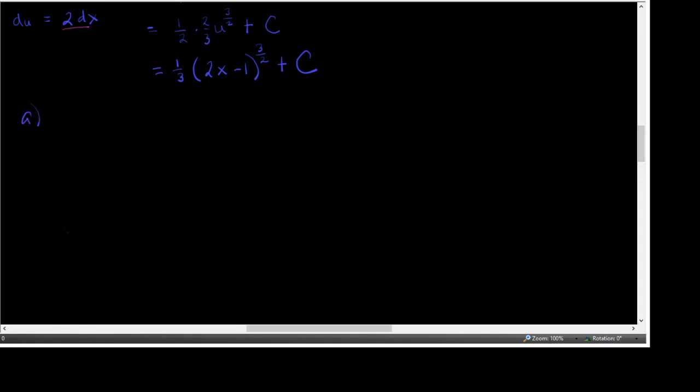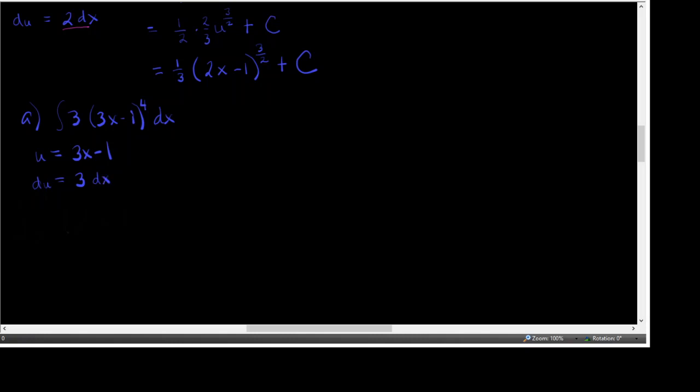This is example A. We're integrating 3 times 3x minus 1 to the 4th dx. So u, the inside function, is 3x minus 1. du is the derivative of 3x minus 1, which is 3, multiplied by dx.